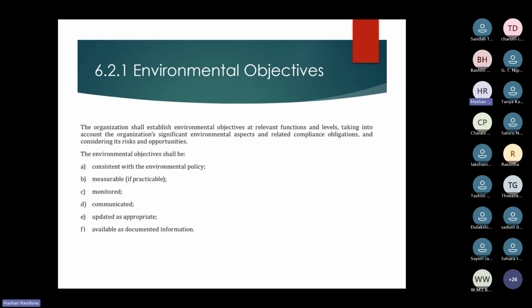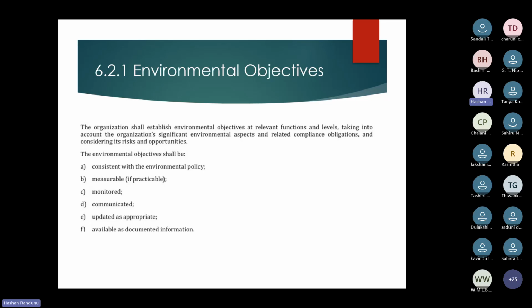Suppose electricity consumption is a significant environmental aspect, then you can set a target and an objective for electricity consumption. If you take that same beer manufacturing plant as the example, you can set a target for electricity consumption. For example, you can set 14.5 kilowatt hour per hectoliter. You can set those kinds of targets considering significant environmental aspects.